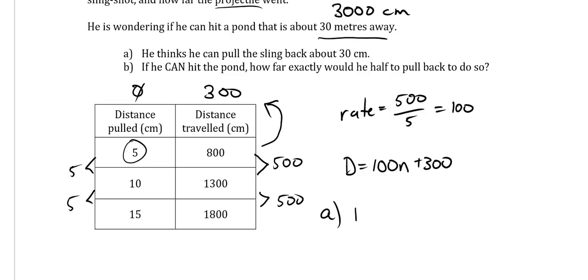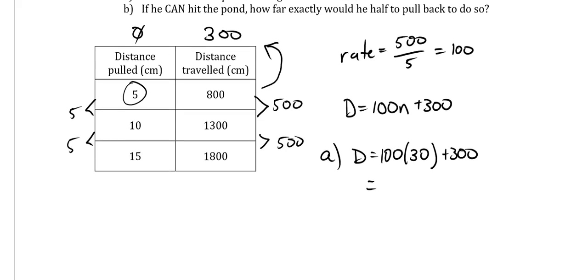Okay, so D equals 100 times 30, because that's how far he can pull back, plus 300. So what does that work out to? 100 times 30 is 3,000. 3,000 plus 300. Gotta carry the two. It's okay.